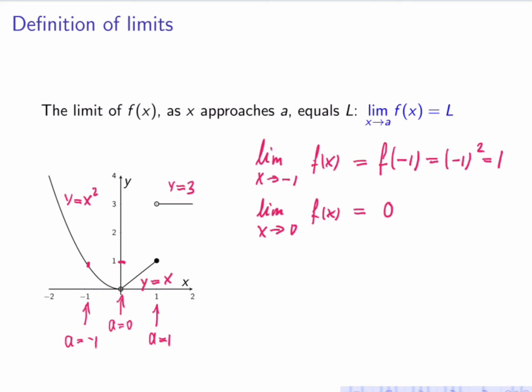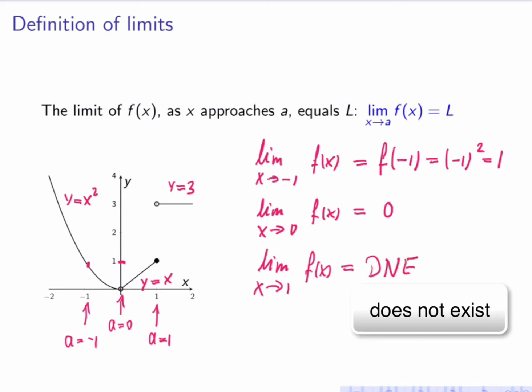And then finally at the point 1, now if I approximate 1 from the left, taking values less than 1, then I approximate the value 1 right here. If I take values bigger than 1, come from the right, I actually stay at 3 all the time. So it seems like from the left I get 1, and from the right I get 3. So in this case we say it does not exist because the left and right-sided limits do not agree.